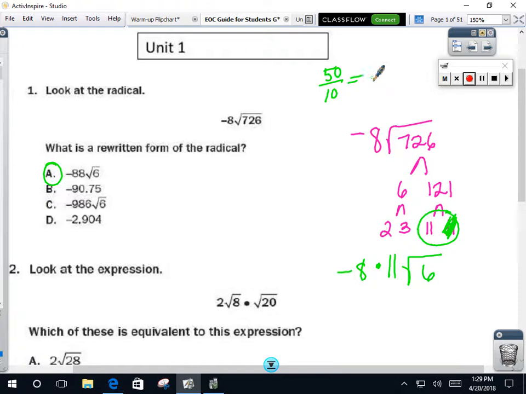What if you just simplified it to 5 over, or not, wait, I meant 50 over 100. What if you just simplified that down to 5 over 10? What should it really be simplified to? 1/2. So they're all equal, but this would be the right answer because it's most simplified.